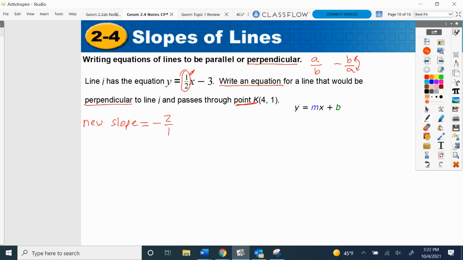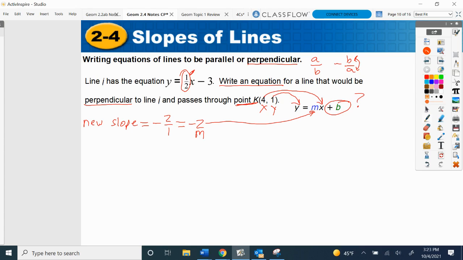Okay, so there's my slope that would be perpendicular to the current line, and I could simplify that down to make that -2. All right, so I'm going to label that m because that's the slope of my new line to make it perpendicular to the existing line J. All right, then I'll take my coordinates here, my x and y, and all of that is going to get plugged into this equation. Okay, and if you notice, we still don't have the y-intercept, just like the last problem.